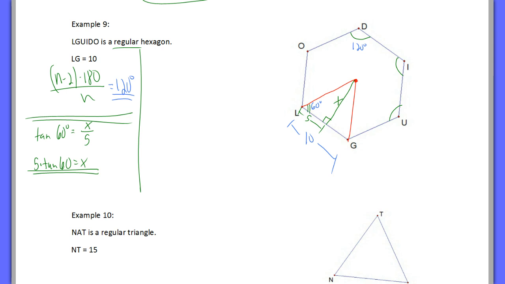Now here's why that's significant. I'm just going to call the center of the circle point C. I could call it anything I want to. But that yellow triangle is significant for us. We're going to find the area of it, the area of triangle LCG. We're going to go back to the most basic kind of area formula we have. The area of a triangle is 1/2 base times height. So in this yellow one, it's 1/2 times our base of 10, 10 is the entire base, going from L to G, times the height, which was x. We just calculated that to be 5 times the tangent of 60.